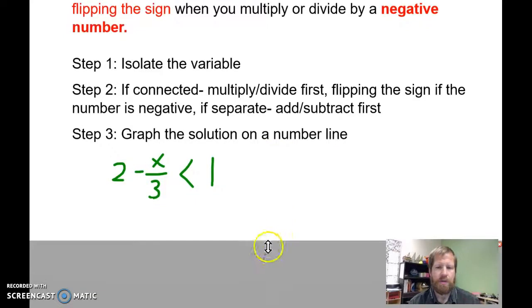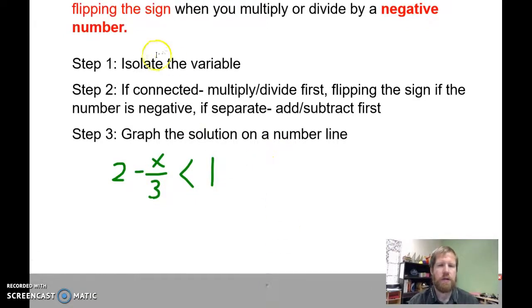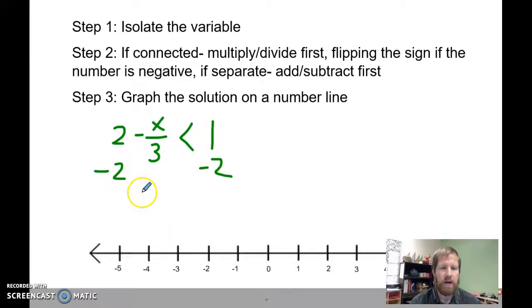So our first step is going to be just like in an equation, isolating our variable. Okay? If they're connected, do your multiplication or division. If they're separate, add or subtract. These two are separate, so I have a positive 2, so I'm going to subtract 2 from each side, subtract 2, and I'm going to end up with a negative x over 3.